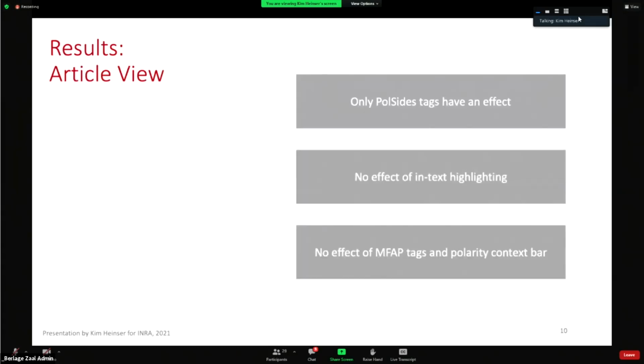Due to time constraints, generally we didn't find many results on the article view; there were not many effects.